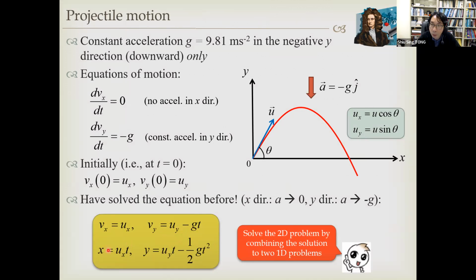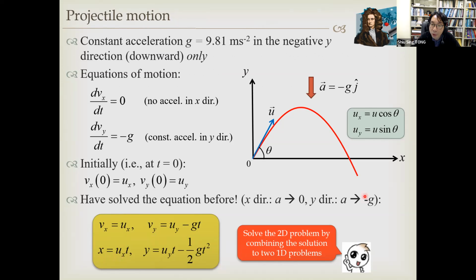The x direction motion is much easier because now I don't have an acceleration. And so the velocity doesn't change. And the position will just be equal to the initial horizontal component velocity multiplied by the time. So I've solved the whole motion.